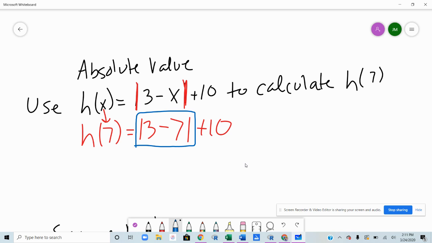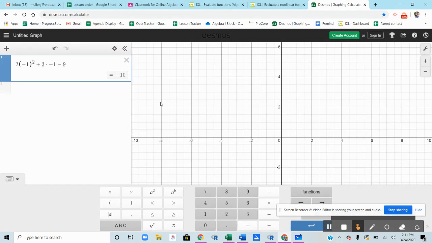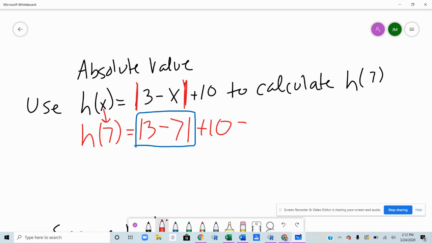So if I go to Desmos, I've got absolute value of 3 minus 7 plus 10. So I've got the absolute value bars down here. 3 minus 7. See, if I just stop right there at that portion, the answer has to be positive. Okay, no matter what you make these numbers on the inside, your answer is going to be positive of just that part. Okay, your final answer could be negative. Now I'm going to do plus 10 to get my final answer of 14. Okay, so h of 7 is equal to 14.